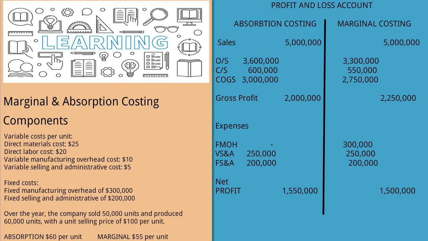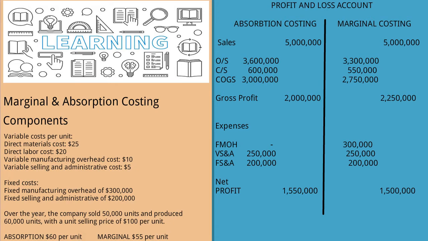And then you divide that by 60,000 units, which gives you $60 per unit. So if we think about the opening stock, then we times the $60 per unit times 60,000 units, which gives you $3.6 million. And then we know that we've got a closing stock of 10,000 units times the average price, which is $60, gives you $600,000.